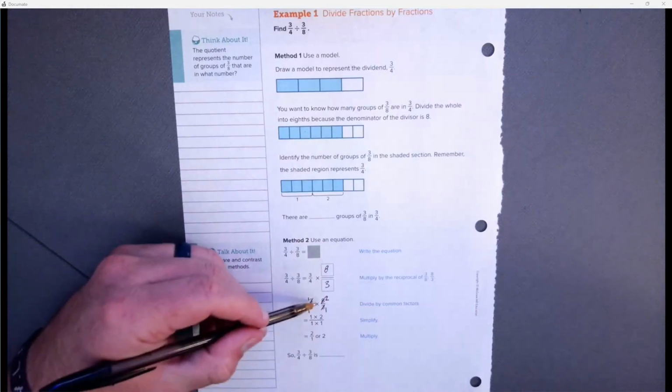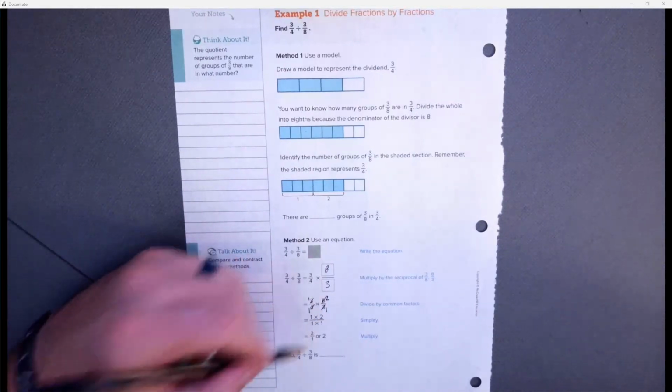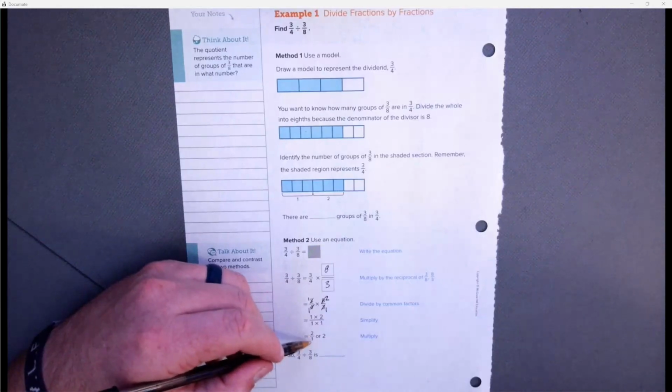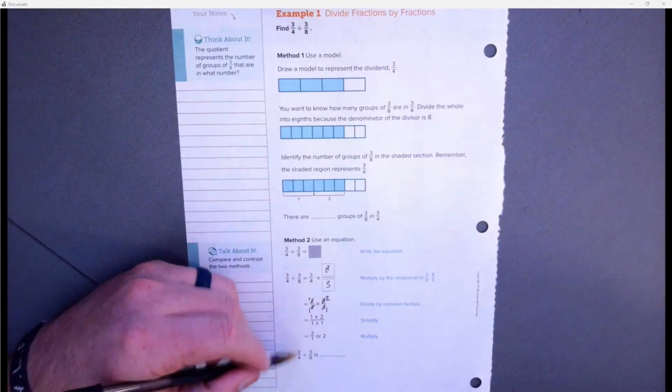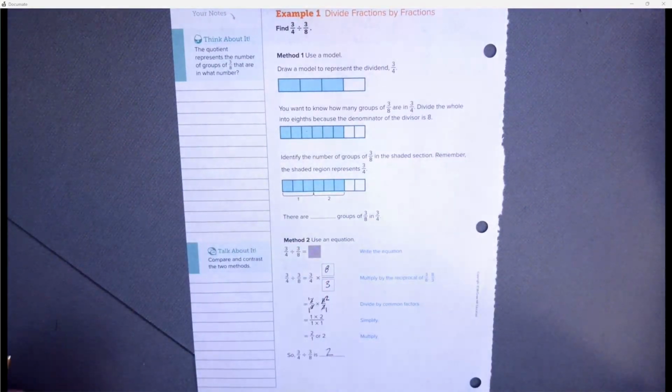Now we have 1/1 times 2/1. 1 times 2 is 2, and 1 times 1 is 1. So 2/1 or 2. So 3/4 divided by 3/8 is 2.